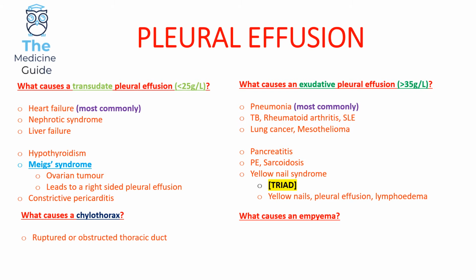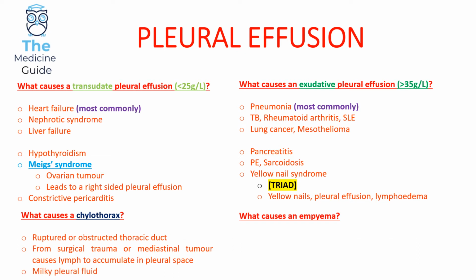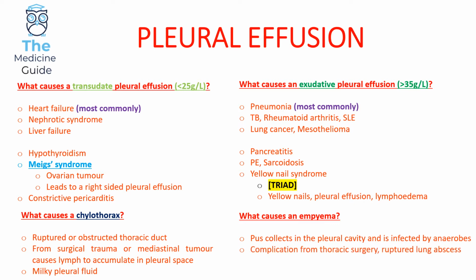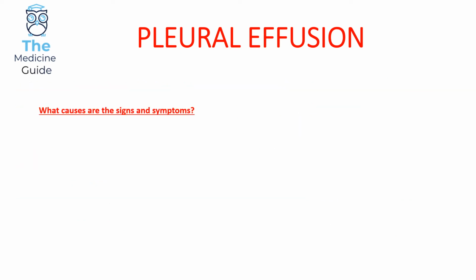Now, chylothorax is due to a ruptured or obstructed thoracic duct, so it might be from surgical trauma or a mediastinal tumour which is causing lymph to accumulate in the pleural space. An empyema is when pus collects in the pleural cavity and is infected by anaerobes. It could be a complication from thoracic surgery or a ruptured lung abscess, a perforated oesophagus, or mediastinitis, so that's inflammation of the mediastinum.